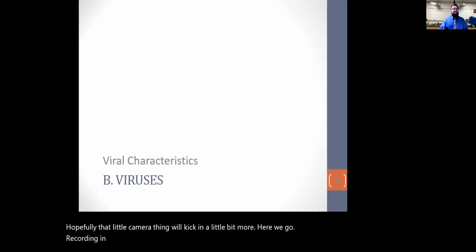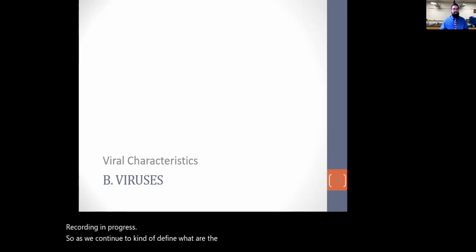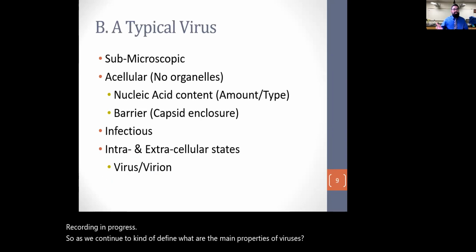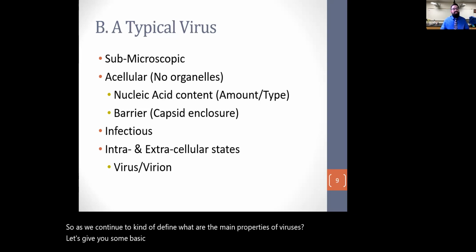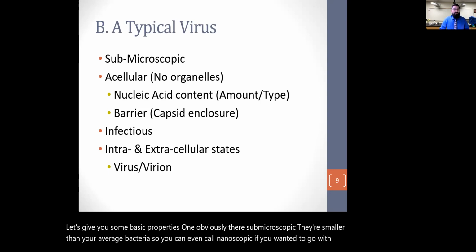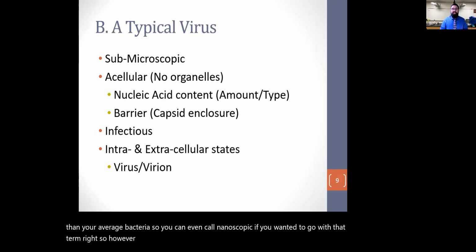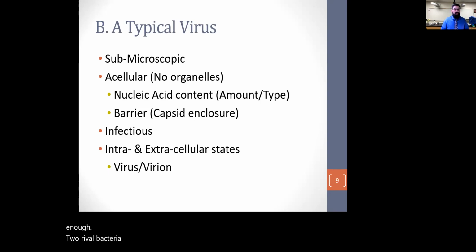So as we continue to define the main properties of viruses, let's give you some basic properties. One, obviously, they're submicroscopic. They're smaller than your average bacteria. So you can even call them nanoscopic if you wanted to go with that term. However, part of the description behind viruses is that some of them are large enough to rival bacteria. So some of them can get pretty large, mind you.